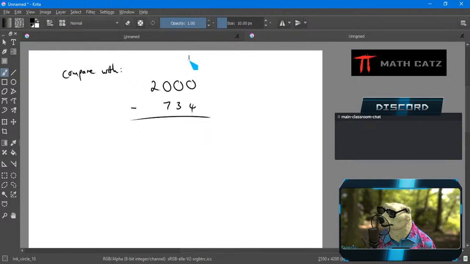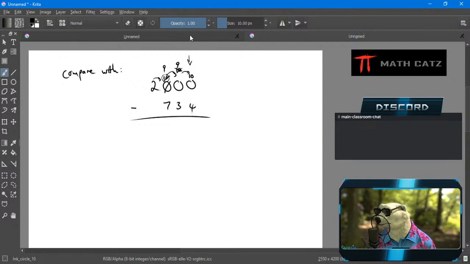I still look at the ones column and say 0 minus 4 can't be done. So I need to borrow from the tens. There's nothing to borrow, so I need to borrow from the hundreds. There's nothing to borrow, so I need to borrow from the thousands. I borrow 1. That becomes 10. Then I borrow one of those to the tens column, so I update that to a 9 and that becomes a 10. Then I borrow from the tens column for the ones column. I always borrow 1. Then that updates to a 9 that's left. And now I'm ready to do my subtraction.